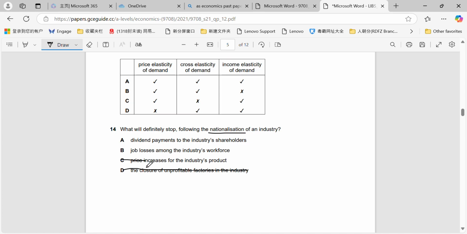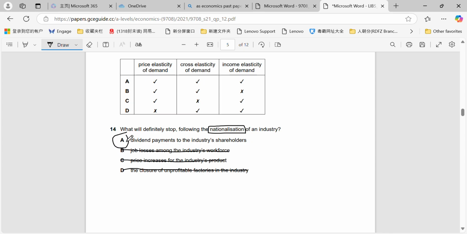Price increases for the industry's product don't have to stop if we have nationalisation. Prices may be lower than when it was controlled by the private sector, but it's not necessarily true that price increases for the industry's products will stop completely when we have a nationalised industry. They may be highly inefficient and they may have to charge a slightly higher price. Job losses will also not completely stop. Not definitely. They may stop, but definitely they won't.